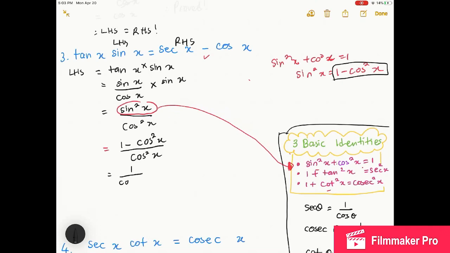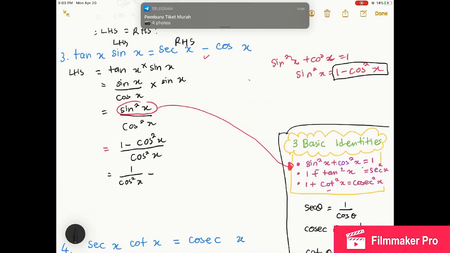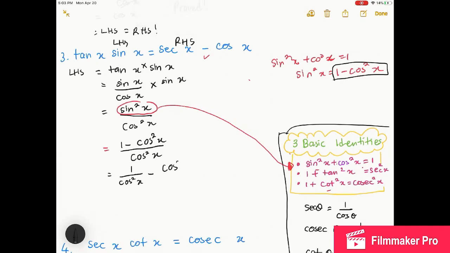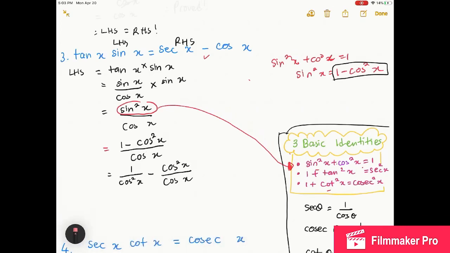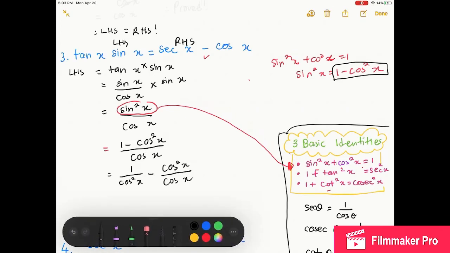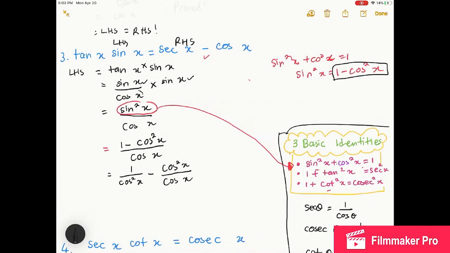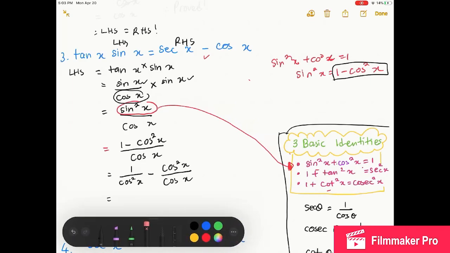After this, what I do is I separate it. So if I separate it, okay, sorry. So this is supposed to be cos x, right? Not square. Because only sine x multiplied with sine x, nothing to do with cos x, right? Sorry, my bad. So 1 over cos, sorry, this is as well cos x.